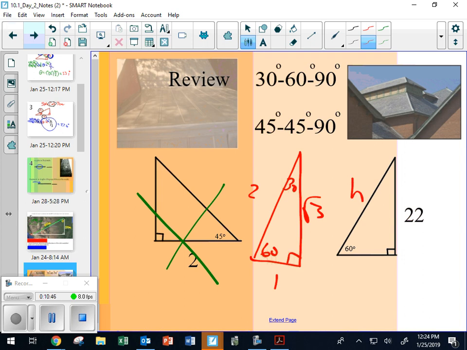I'm going to say H is to 2 as 22 is to root 3. And then I'm hoping by now I've convinced you that cross multiplying is not the best way to go. It takes 2 more steps. I can do this in 1 step. Times 2, times 2, I'm done. 44 over root 3.